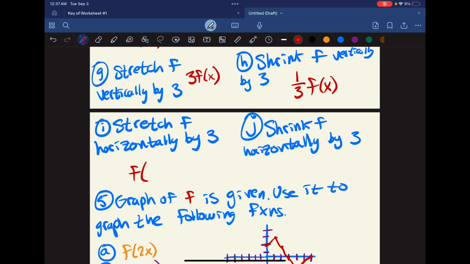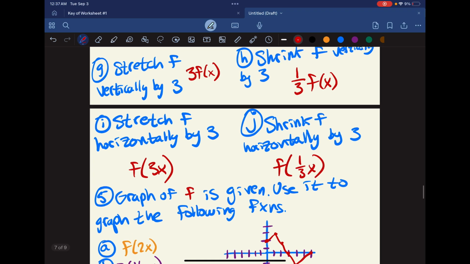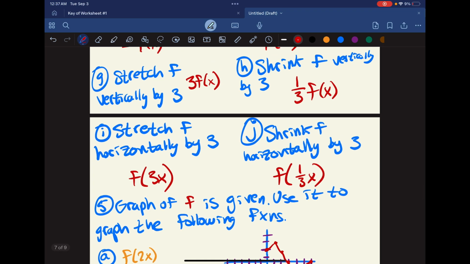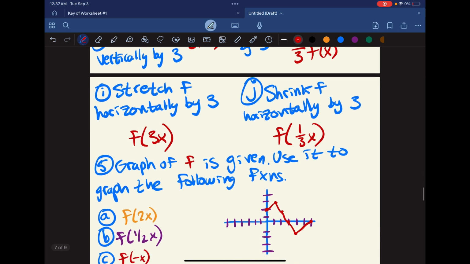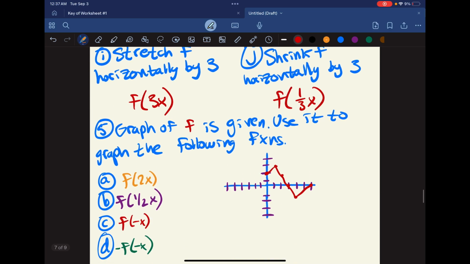So this, we do inside of the parentheses. Shrink f horizontally by 3. So this would be f of 1/3 times x. So horizontally is just doing the stuff inside of the parentheses. Okay, so now the graph of f is given. Use it to graph the following functions.